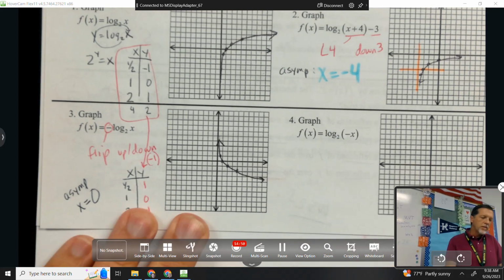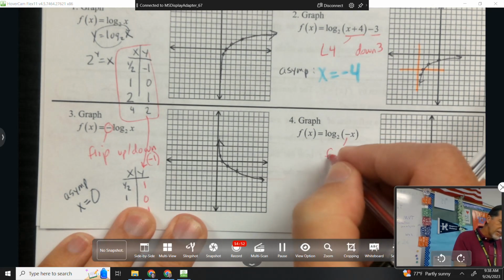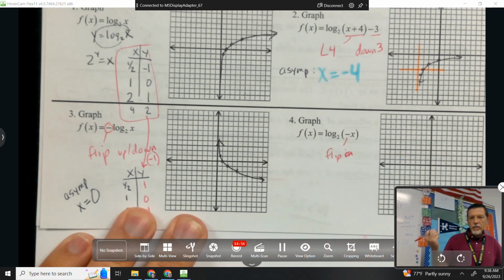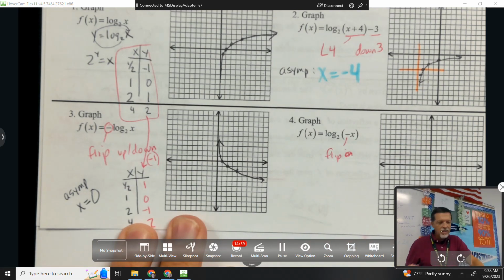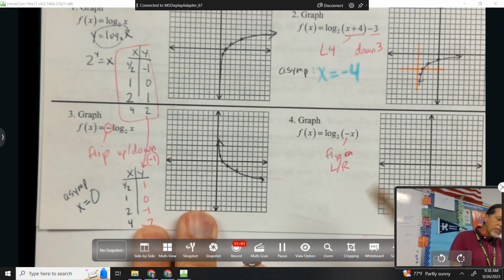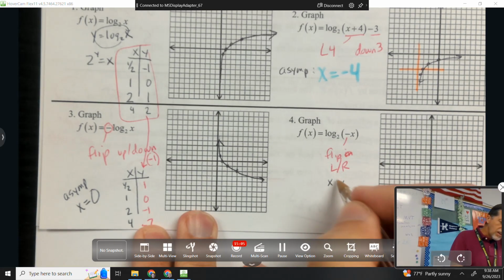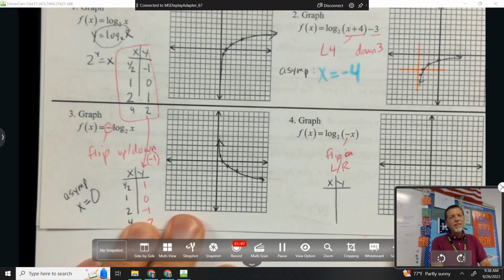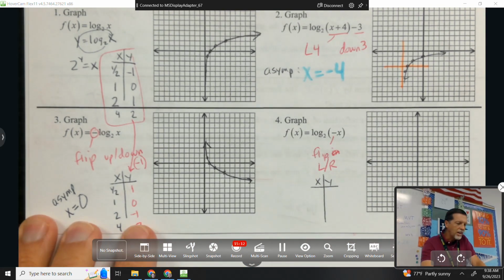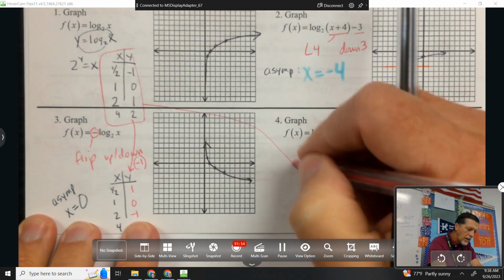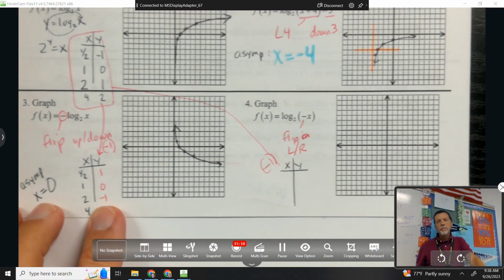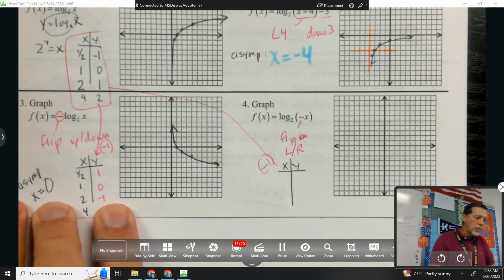Number 4, what's that negative going to do? It's going to flip it, but which way is it flipping it? Left and right. It's a left and right flip, which means it affects the x values. So kind of the same thing. If you want to do it without multiplying, that's fine. If you want to multiply the x values by -1 and come up with them, that's fine. How about we try it without writing down the points this time?